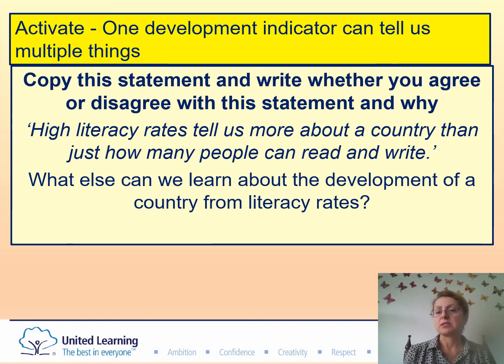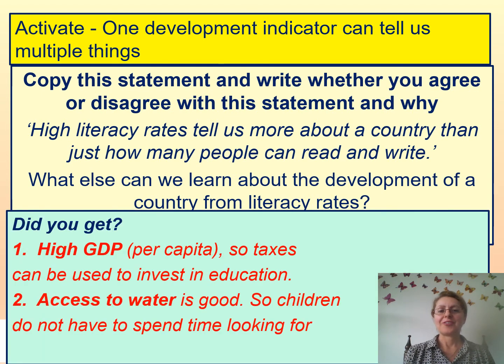and environmental, nature factors. We looked at literacy rates last week, the number of people in a country who can read and write. The UK had a 99% literacy rate, and a country in Africa such as Sudan has a literacy rate of 60%. Not everyone has a chance to go to school. So what else can we learn about the development of a country from literacy rates? Press pause now and write some of your ideas. Check your answers now.